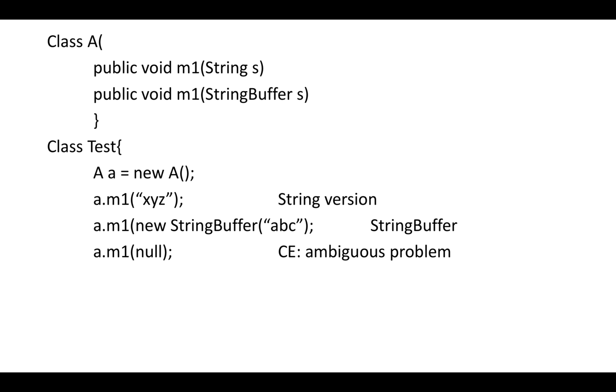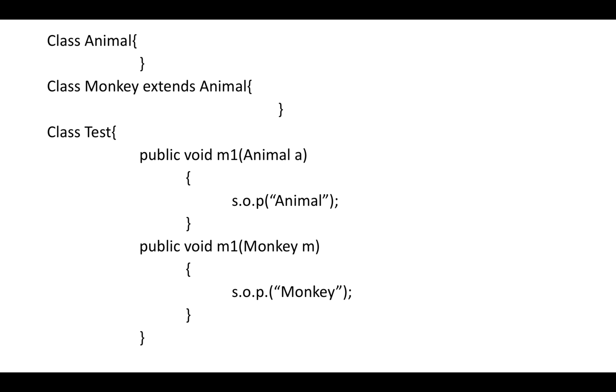Let me give another example with strings. We have two methods with two different arguments, String and StringBuffer. Whenever we pass a string, it simply executes the String version. Whenever we pass an object of StringBuffer, it simply executes the StringBuffer version. But whenever we pass a null value, at that time the JVM gets confused about which method to execute, because both String and StringBuffer can take null values. So at that time we get a compile time error. It's an ambiguity problem.